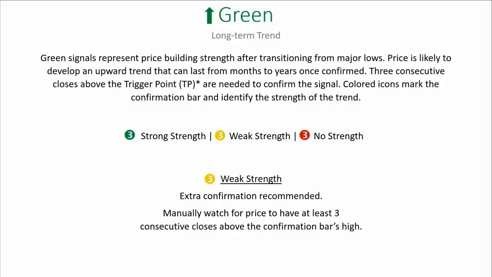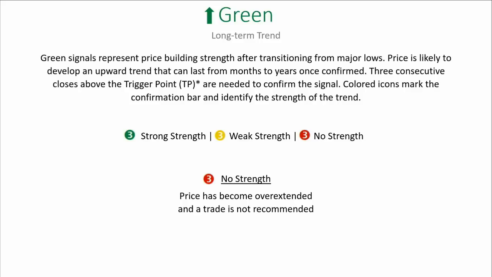And then last but not least, when you see the red three icon, this is letting you know that price has become overextended and a trade is not going to be recommended. So let's look at an example.